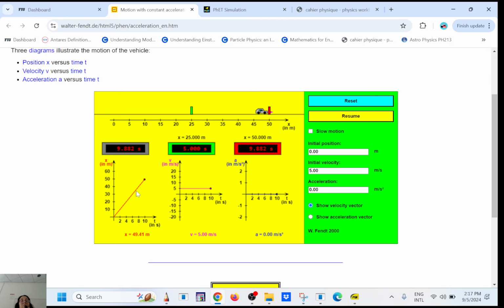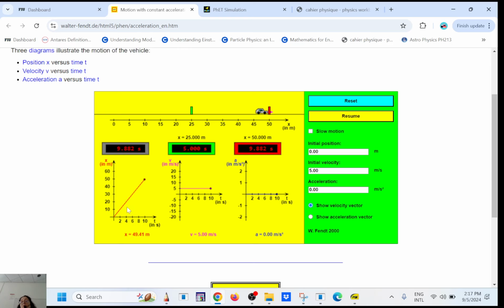What's going to be the slope of position versus time? It's going to be the velocity. How do we know? Because look, a slope is rise over run. The rise is in meters, the run is in seconds. So rise over run, it's going to be the velocity. What's the meaning of the velocity? It means for every step in 1 second, you're going to go 5 meters further.